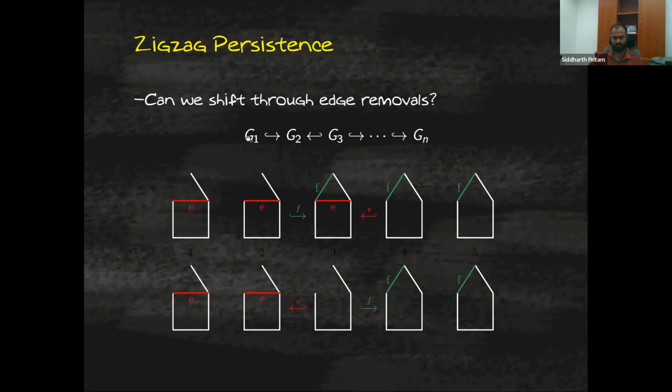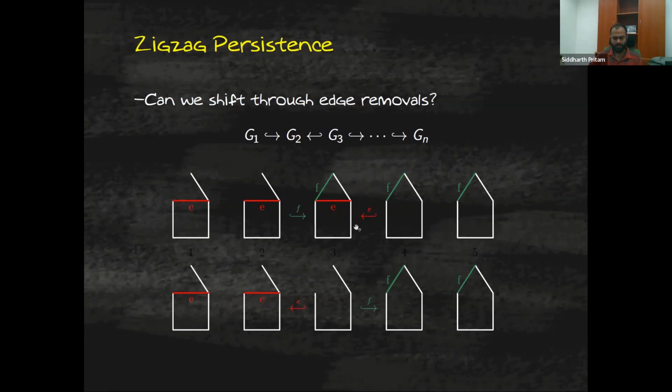So this is a filtered graph, a zigzag filtered graph, and you can have an associated zigzag filtered flag complex, or in general zigzag filtrations. So you can basically include edges and remove edges. So the main question while trying to do these things for zigzag persistence is, can we shift through edge removals? For example, here we have this edge F, which we include here, and it is dominated. Can I shift it through the removal of edge E?